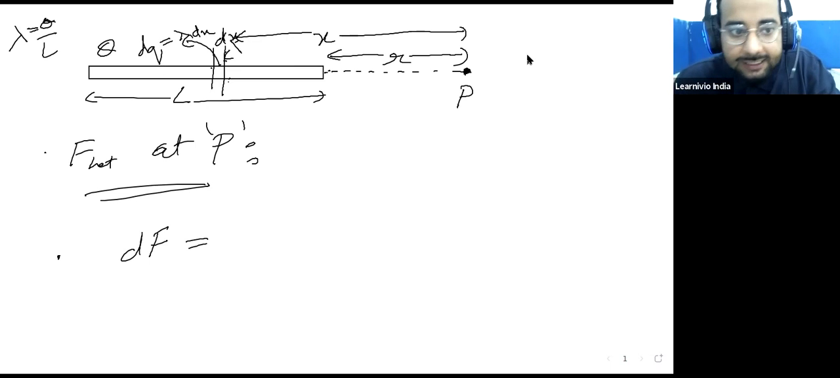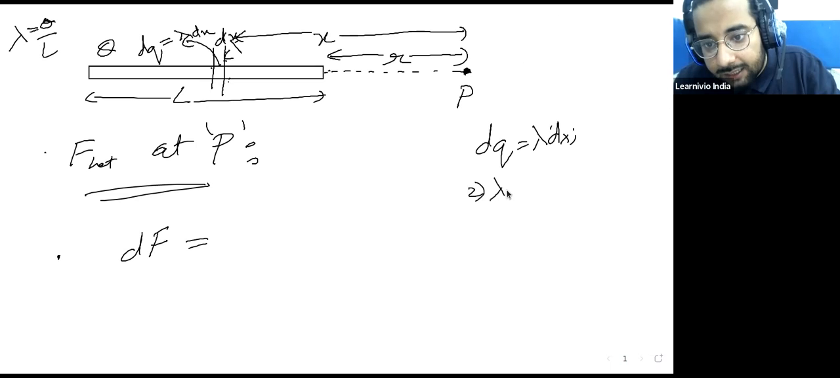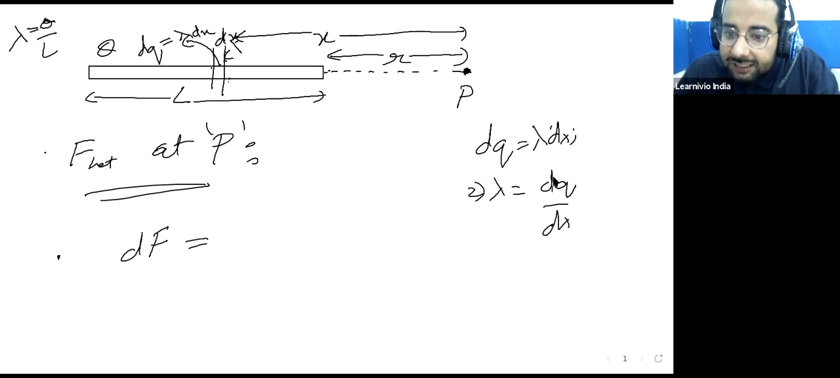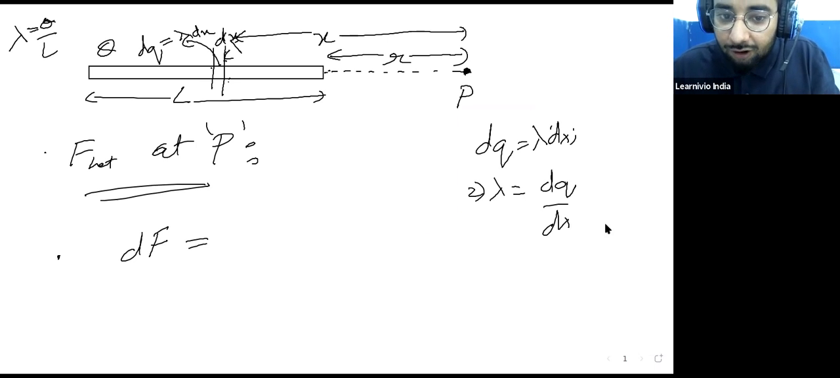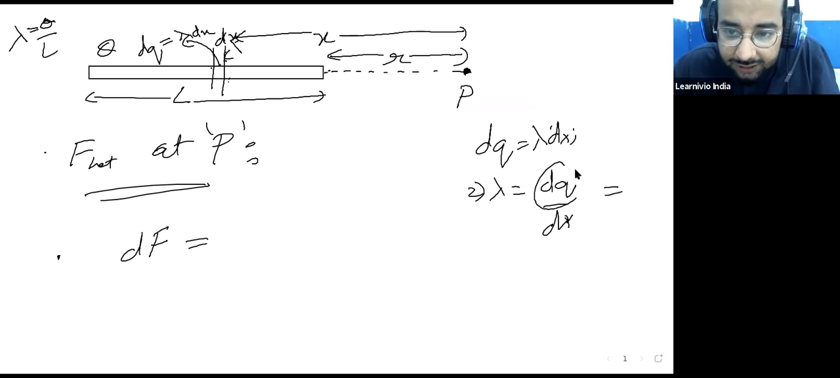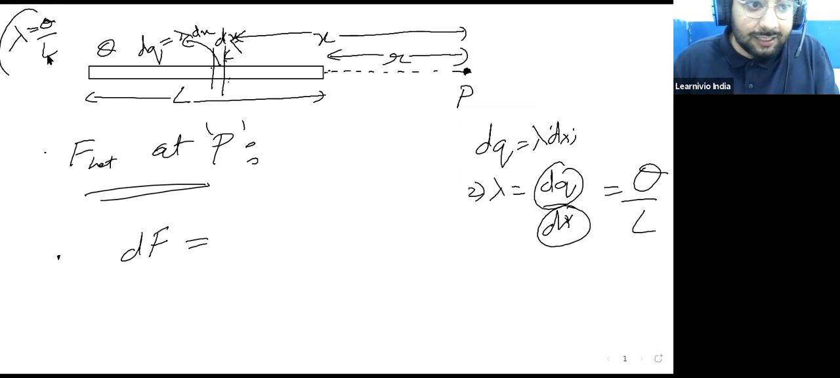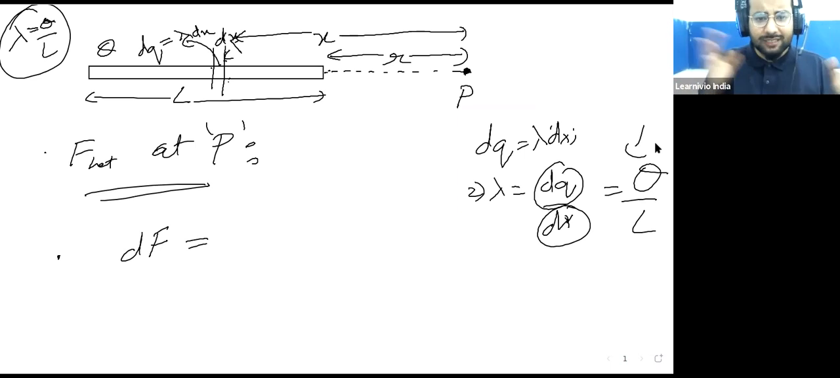Another way of seeing this is that when I write dq equals lambda dx, all I'm saying is that lambda is just dq over dx, which is the rate of change of charge with distance. Or if I write the total charge over length, Q over L, this is also lambda. So that is how you can see this.